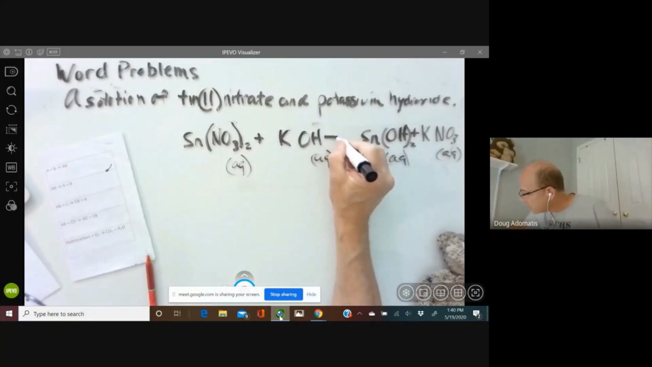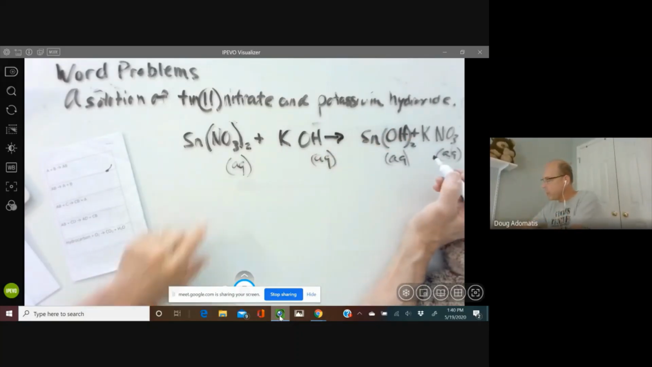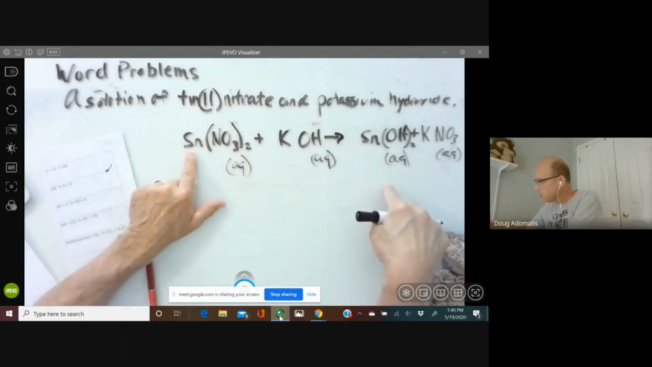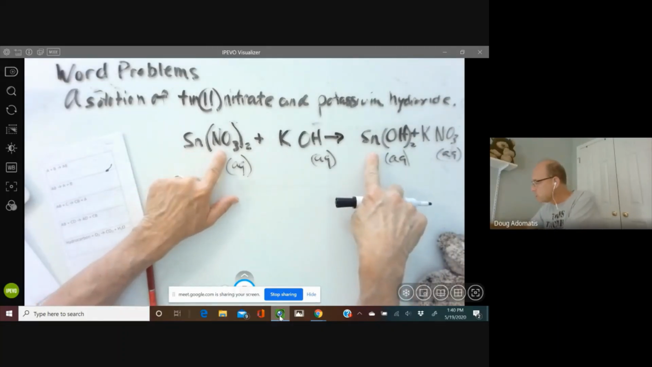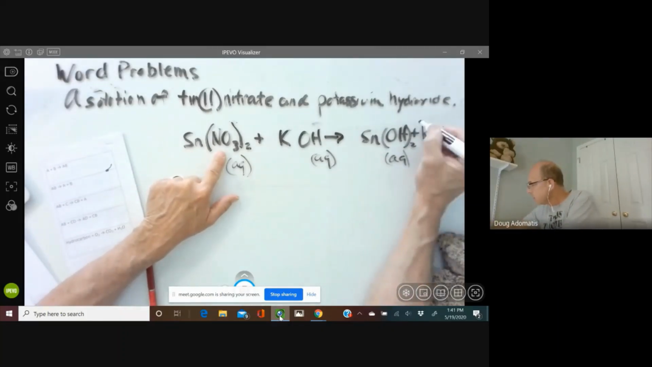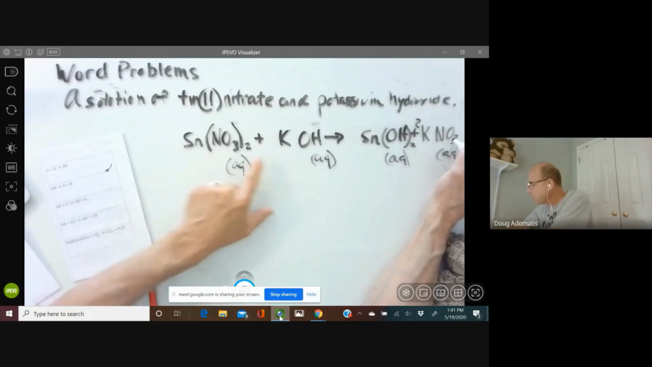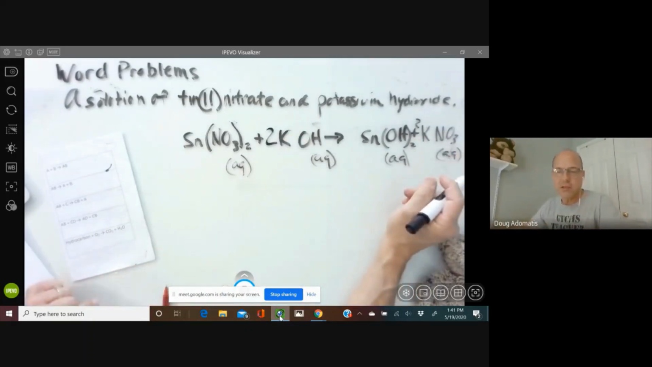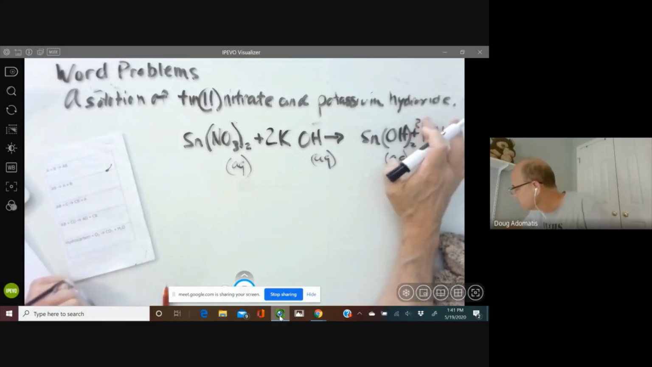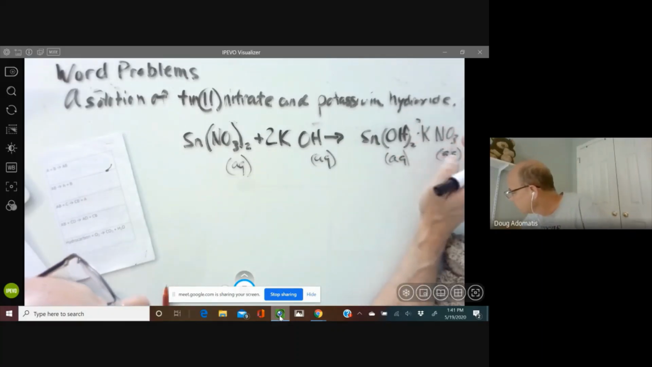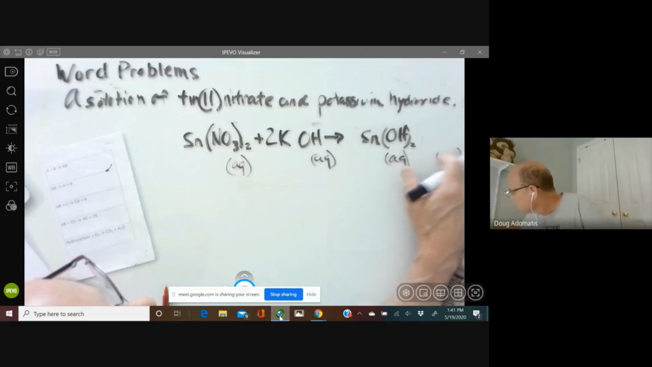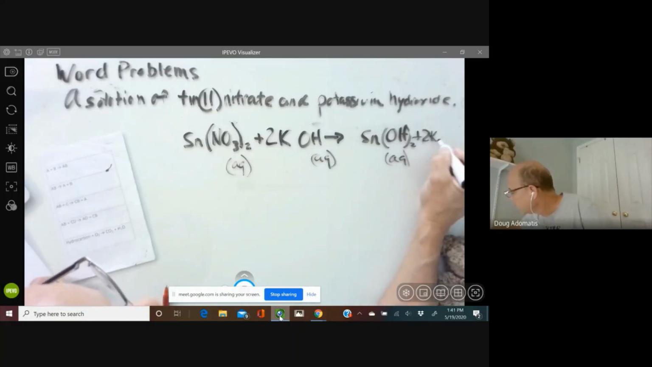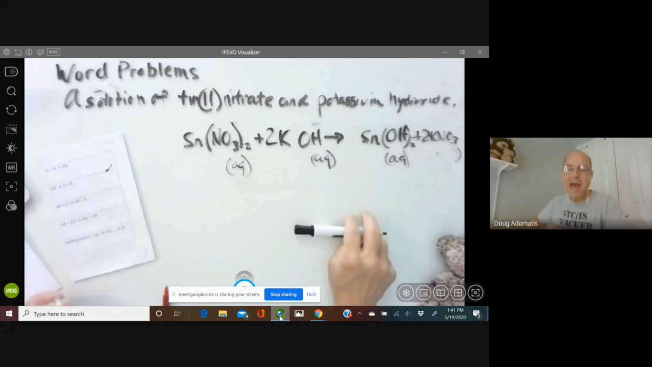What do we need to balance this? Okay, so I got 1 tin over here and 1 tin over here. I got 2 NO3 on this side. I'm going to have to squeeze in a 2 right here, 2 KNO3. So that makes it a 2K. And I think if I put a 2 right here, then that balances out. Okay, so you have to balance the chemical equations. Sorry for squeezing that in. 2KNO3.